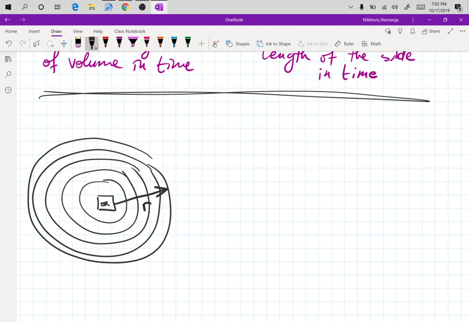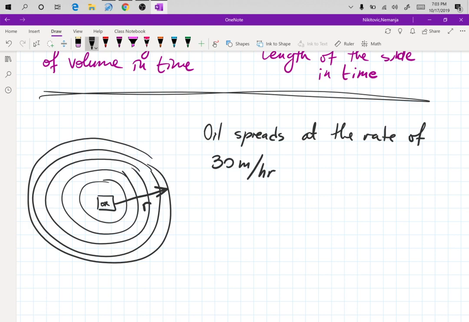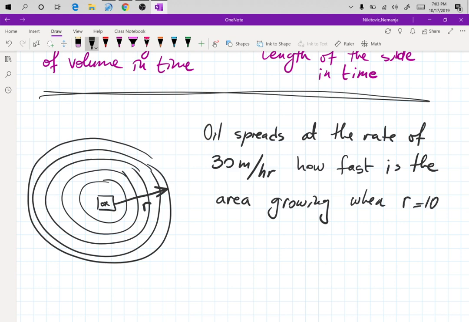So now, if I want to consider this problem, it says, an oil rig springs a leak in calm seas, and the oil spreads in a circular patch around the rig. If the radius of the oil patch increases at the rate of 30 meters per hour, so oil spreads at the rate of 30 meters per hour, how fast is the area growing when R equals 100 meters.